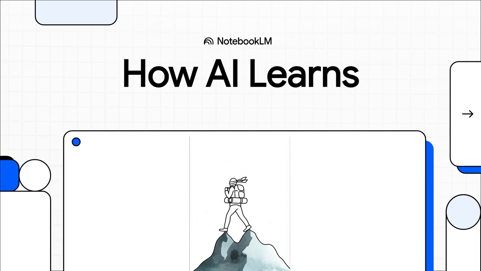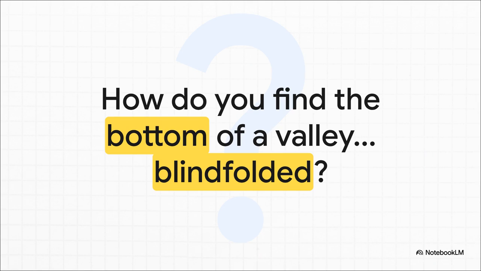We hear this all the time, right? AI models learn. It sounds complicated, maybe even a little magical. But what if I told you the core idea behind almost all of modern AI is as simple as finding your way downhill in the dark? Let's get into it.